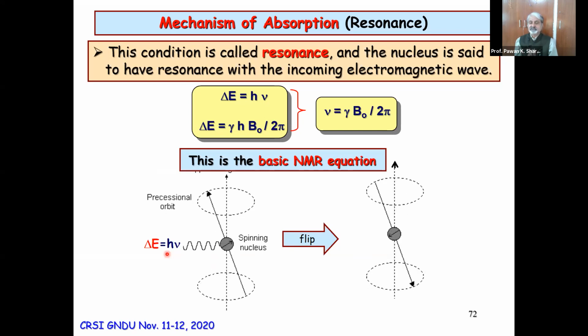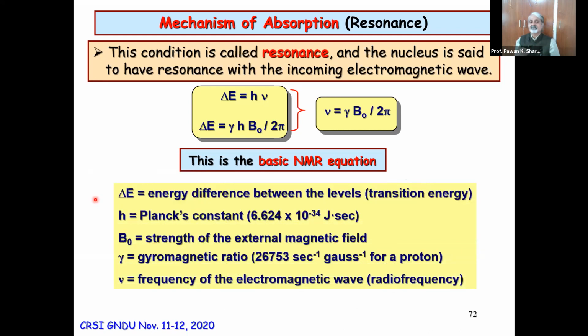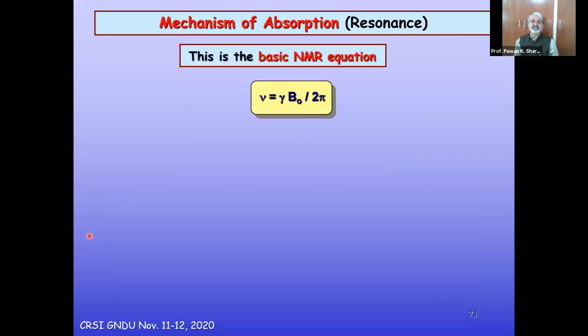So from these two equations, once again not involving heavy mathematics, we can say nu is equal to gamma B0 by 2 pi. This is the basic NMR equation, where delta E is the energy difference, h is the Planck's constant, B0 is the strength of the externally applied magnetic field, and gamma is the magnetogyric ratio, which is constant for all protons. Because it depends on the nuclei, carbon-13 would have a different magnetogyric ratio as compared to 1H. And nu is the frequency of the electromagnetic radiation. So this is the basic NMR equation.